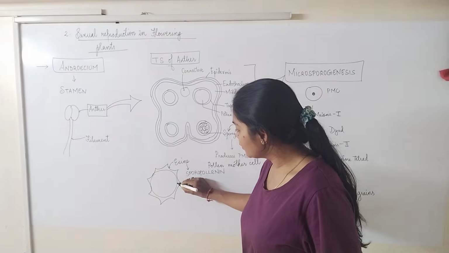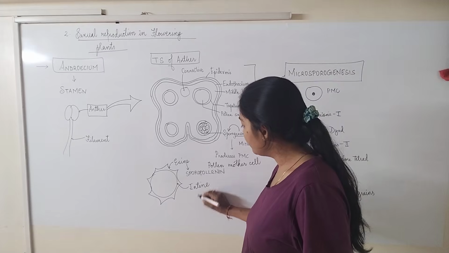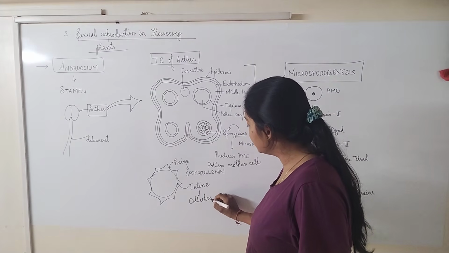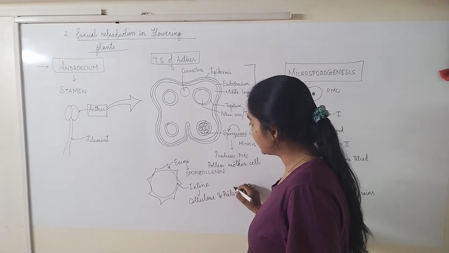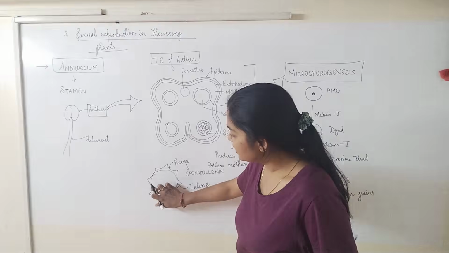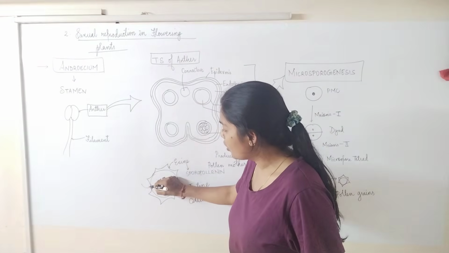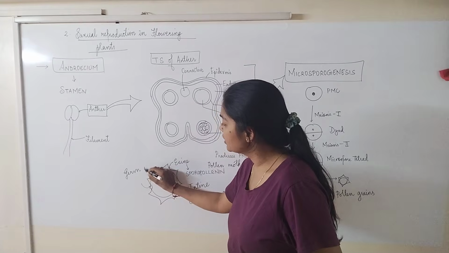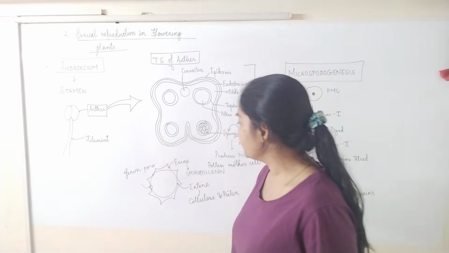The inner layer that you see is called intine. The intine is composed of 2 chemicals. One is cellulose and the second is pectin. Cellulose and pectin together form the intine. There are regions where there is absolutely no exine present, which is called the germ pore. It is through this germ pore that the pollen tube arises during pollen germination.